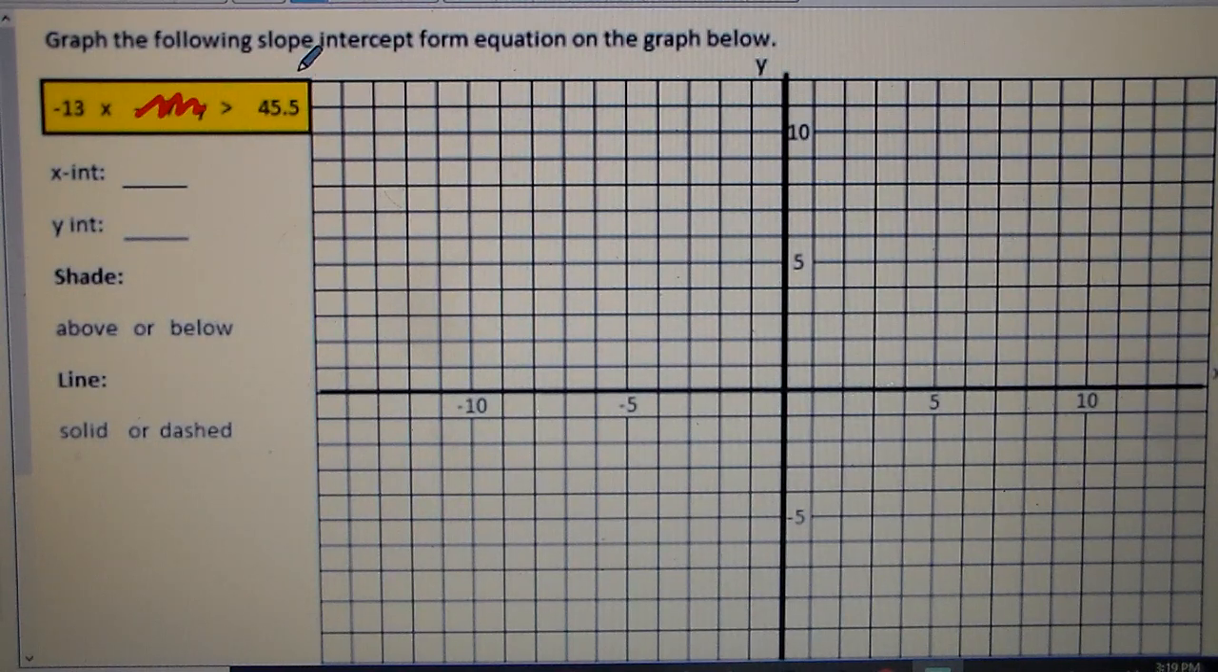We're going to put that into the calculator. So we do 45.5 divided by negative 13, and we're going to get negative 3.5. So the x-intercept is negative 3.5.